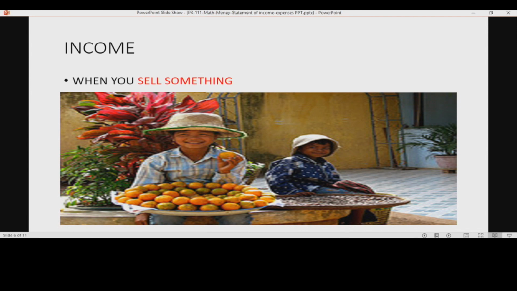Or when you sell something. Yes. This lady in the picture, what is she selling? Oranges. And when she sells an orange, what does the person need to give her? Money. So that money is an income for the seller, but it's an expense for the buyer. The person selling the oranges gets income. The person buying the oranges has an expense. So income, when you sell something.